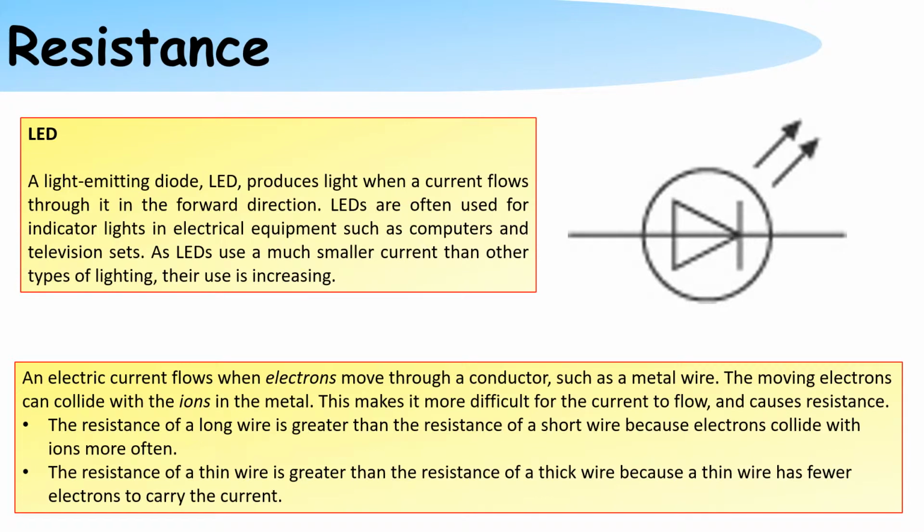The LED is another component which you may be asked about. A light emitting diode produces light when current flows through it in the forward direction. LEDs are often used for indicator lights in electrical equipment such as computer and television sets, as LEDs use a much smaller current than other types of lights. They are more efficient.